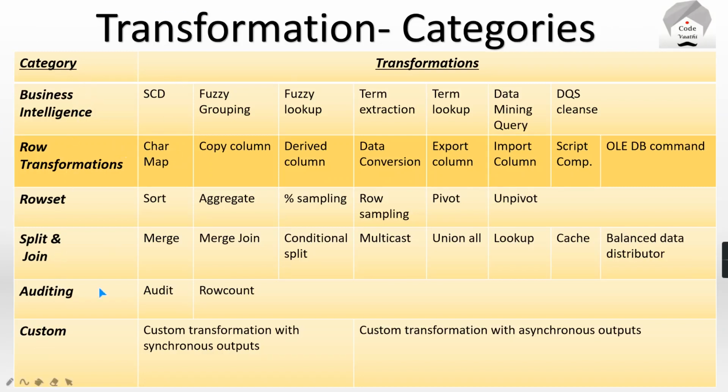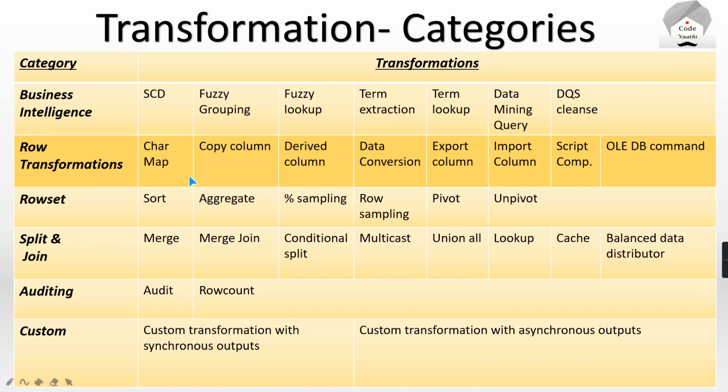You can see here there are 6 categories under which each and every transformation has been classified. The first category is business intelligence. As the name itself conveys, it is mainly used to perform business intelligence operations like data mining, correcting and cleansing the data. It includes SCD transformations, fuzzy grouping, fuzzy lookup, term extraction, data mining query and cleanse and all.